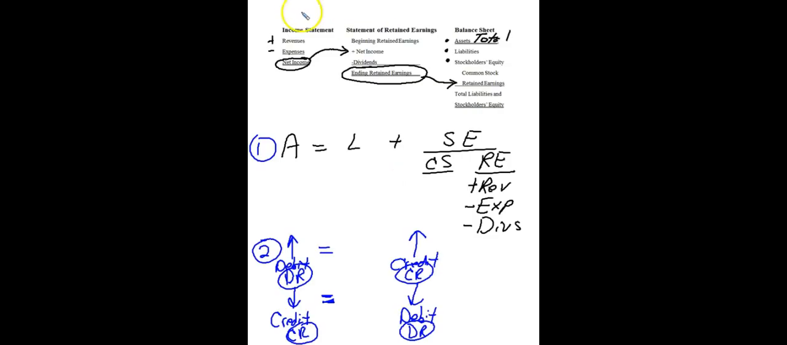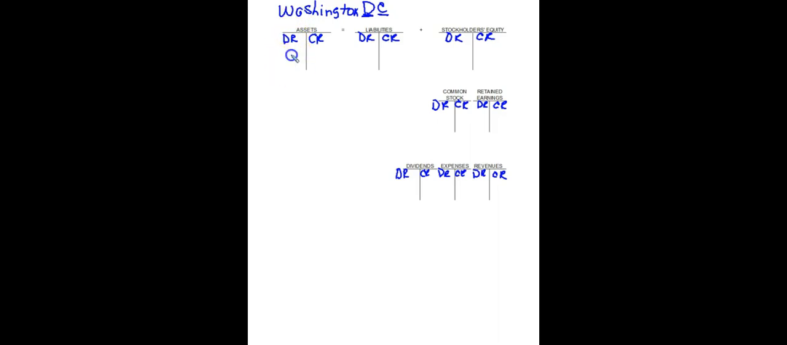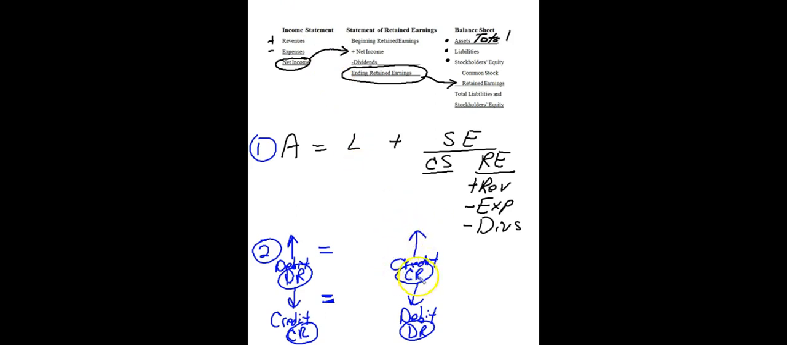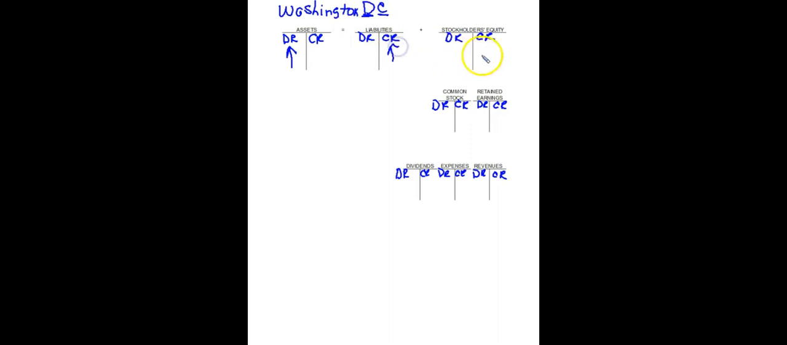Now let's go back and review. We said assets go up with debits. But we said the other side of the equation goes up with credits. So liabilities and stockholders' equity go up with credit. These are the debit credit rules for assets and liabilities. Assets go up with debits, but the other side goes up with credits to keep it in balance. And then just the opposite. Assets will go down with credits. The other side of the equation goes down with debits.